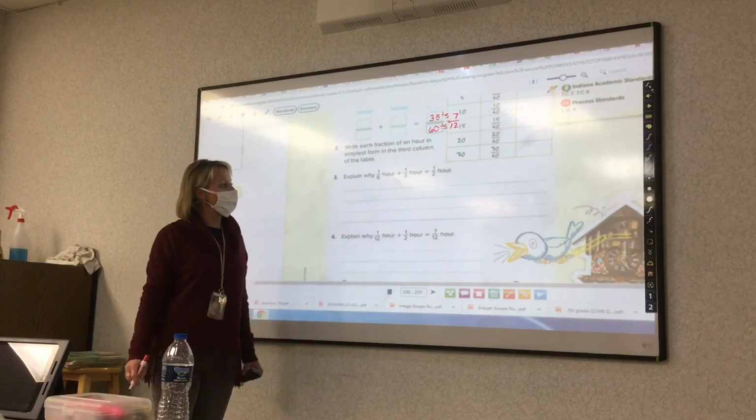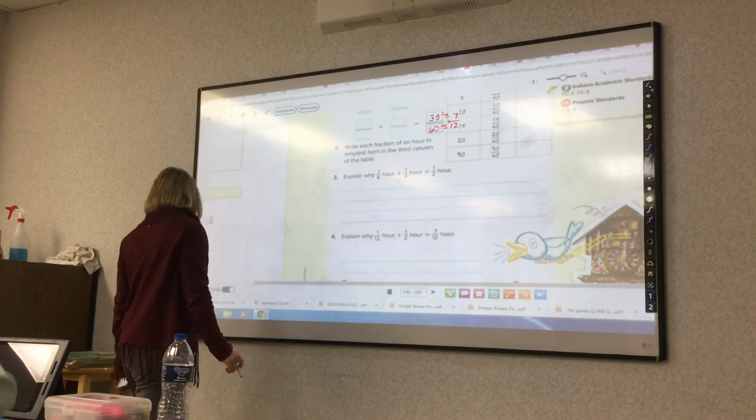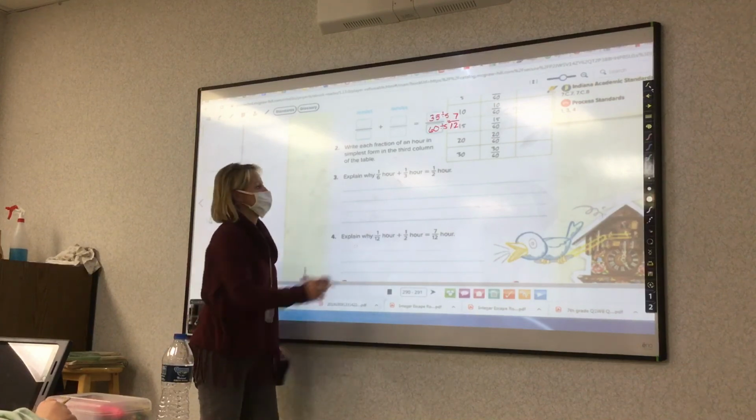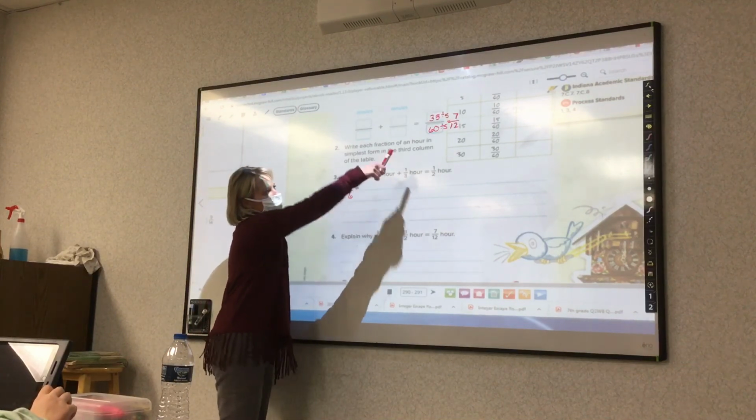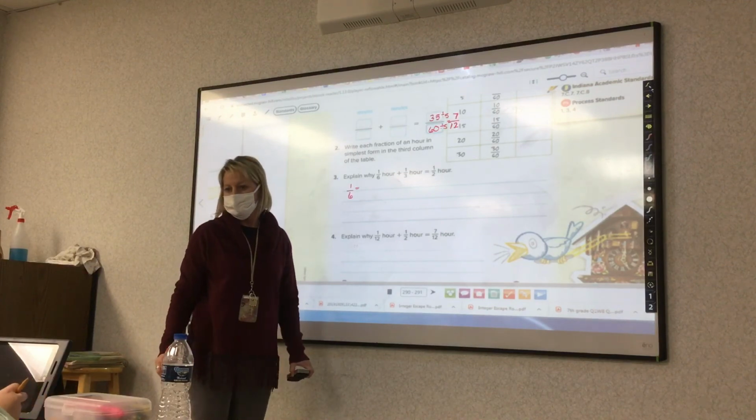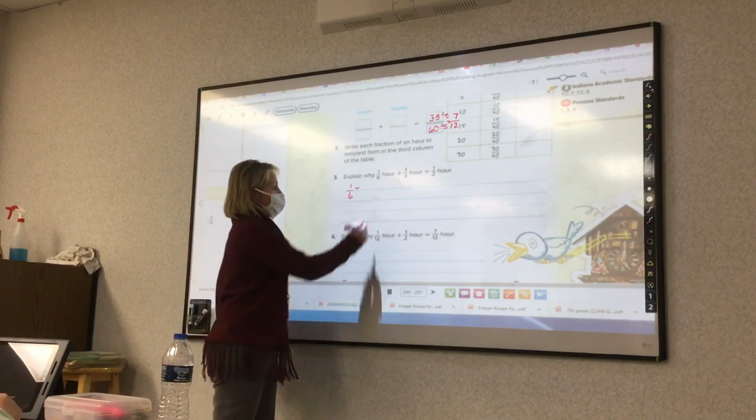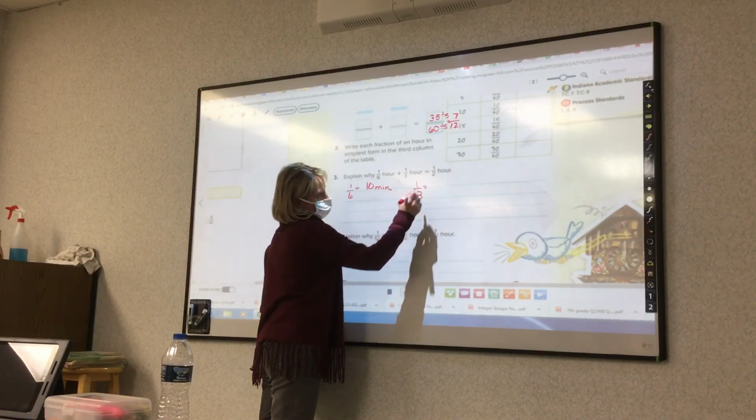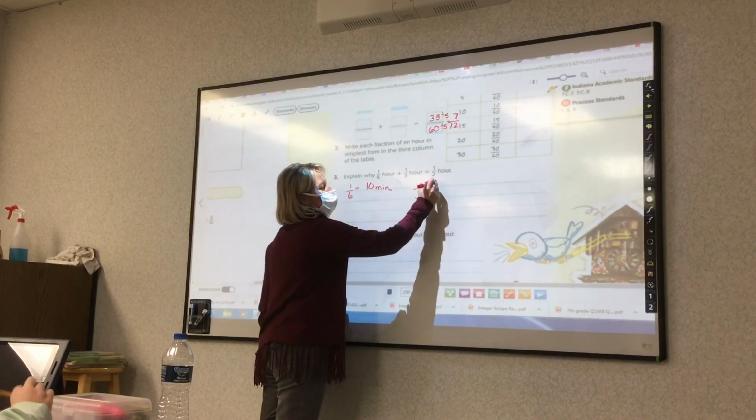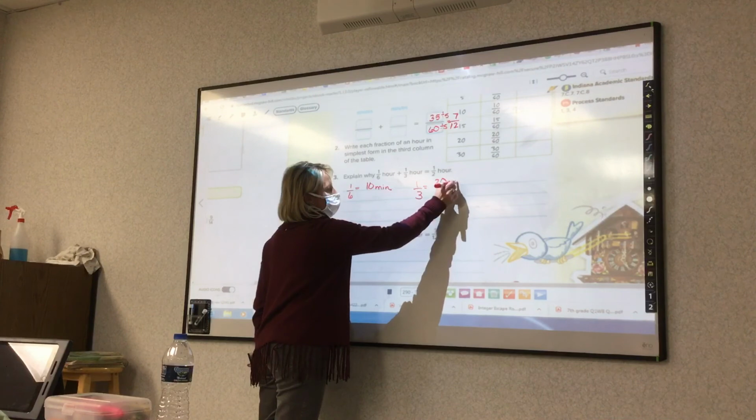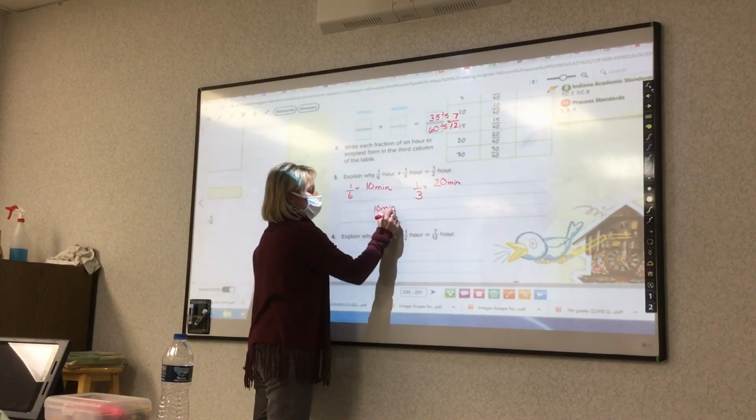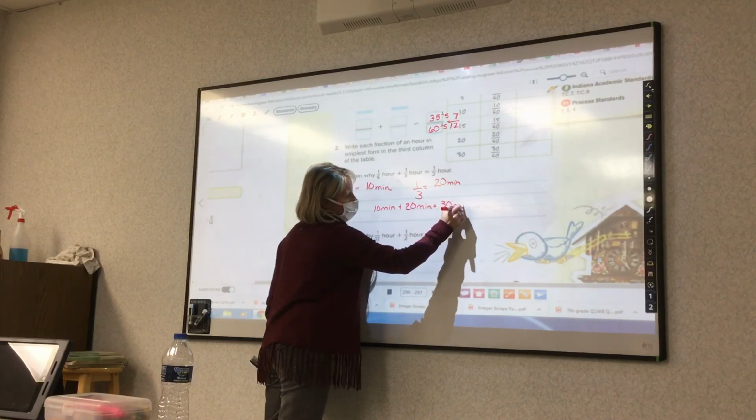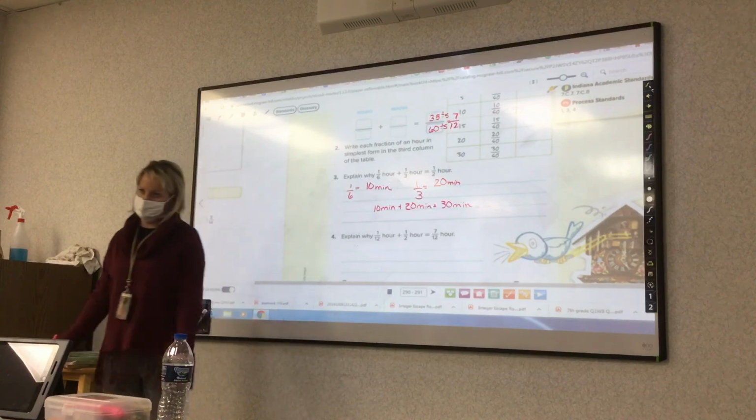Then it says explain why 1/6 of an hour plus 1/3 of an hour equals a half an hour. Well, what's 1/6 of an hour? How many minutes is that? Go over and look in your chart. 10. So 1/6 equals 10 minutes. 1/3 equals how many minutes? 20 minutes. So 10 minutes plus 20 minutes equals 30 minutes. And isn't 30 minutes a half an hour? Yeah, it is.